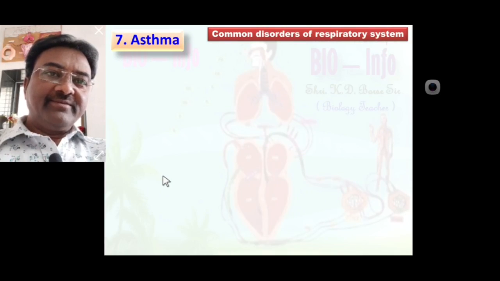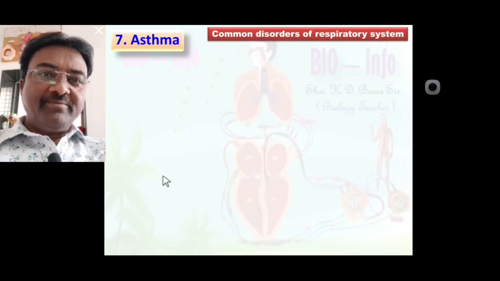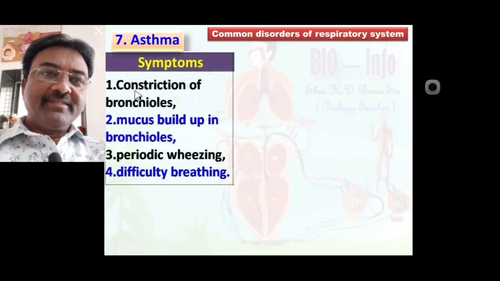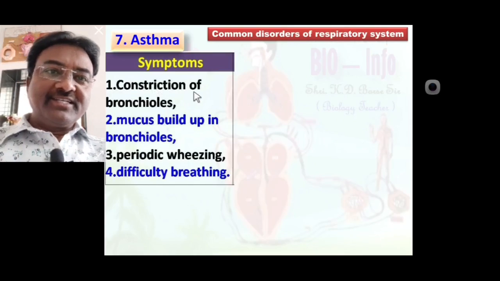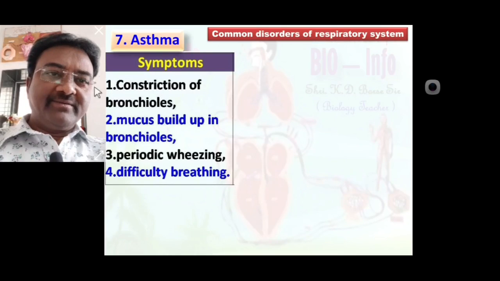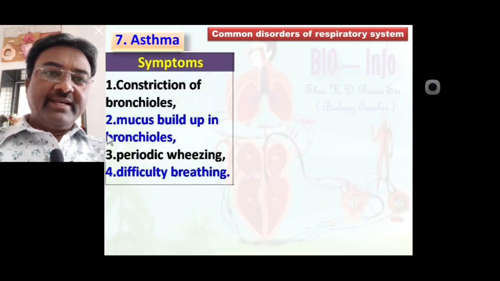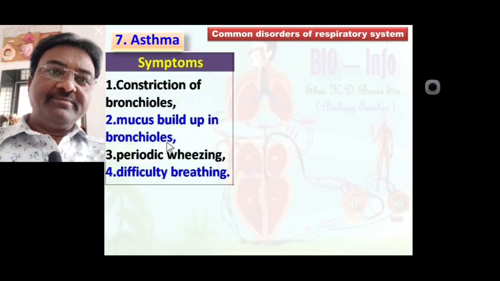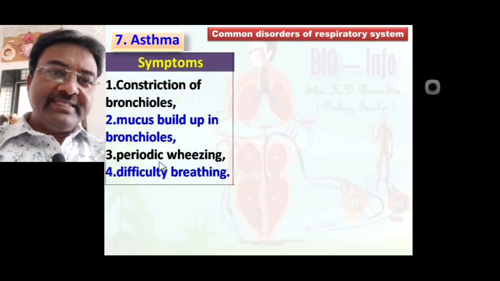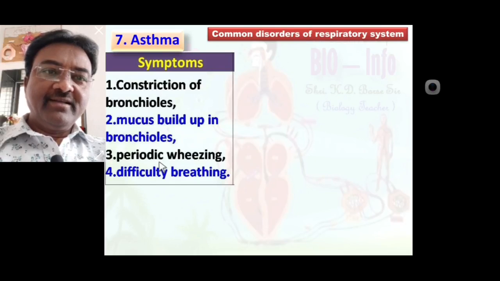We learn what are the symptoms of asthma, how asthma is caused, and what are the treatment measures of asthma. Here we noted symptoms of asthma. Constriction of the bronchioles is one of the main major symptoms of asthma. Mucus buildup in the bronchioles. You know, the bronchi, right and left, divide into bronchioles. So mucus buildup in the bronchioles is one of the symptoms of asthma. Periodic wheezing is also one of the symptoms, and difficulty of breathing is one of the symptoms of asthma.